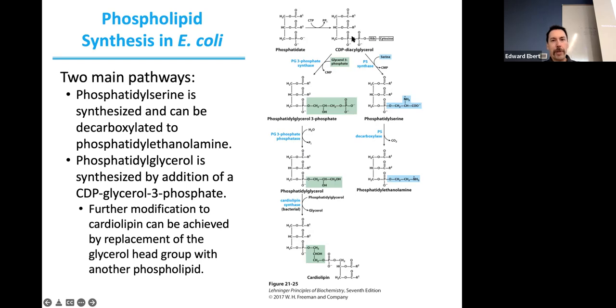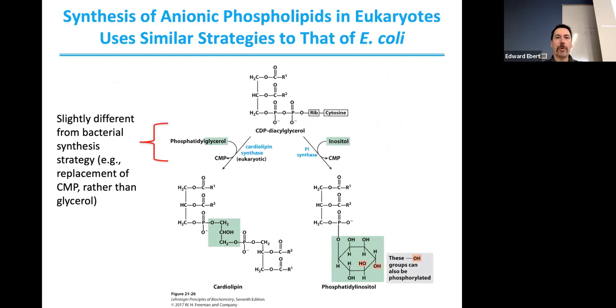The other way we can go is we can add a glycerol 3-phosphate group in here. So we have basically added glycerol 3-phosphate, and then we can start modifying that on the chain. So we get phosphatidylglycerol, and if we add some more stuff, we can get cardiolipin and so on and so forth. It's weird to think of bacteria having cardiolipin because they don't have hearts, right? But we basically have two main pathways of phospholipid synthesis in E. coli.